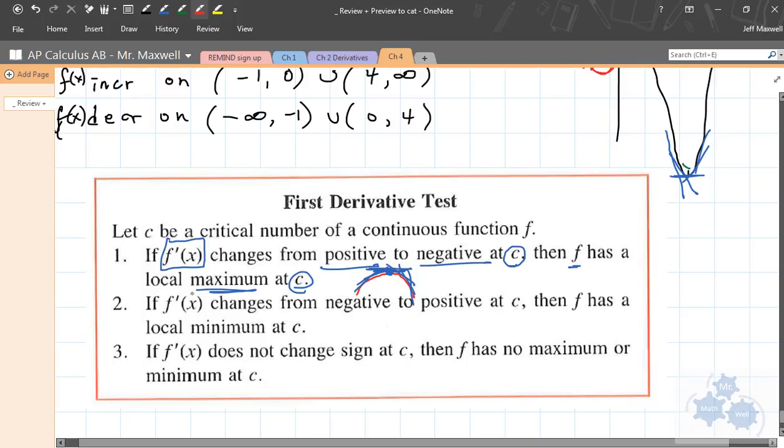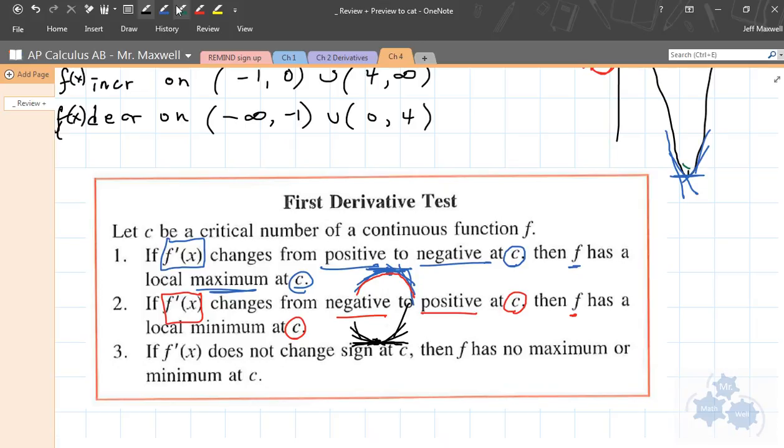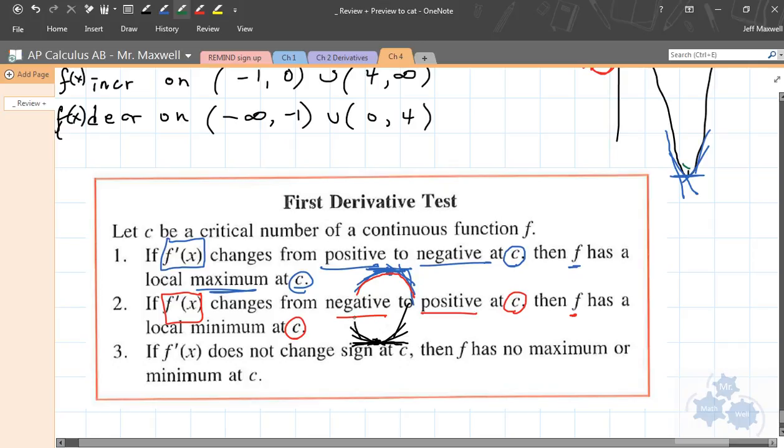Consequently, when the derivative changes from negative to positive at a critical number, then the function has a local minimum at that critical number. If we think about negative, negative, negative, at c we have a 0 value for the derivative. Then it changes to positive, positive, positive. Well, it makes sense that this is, for the graph, a local minimum.